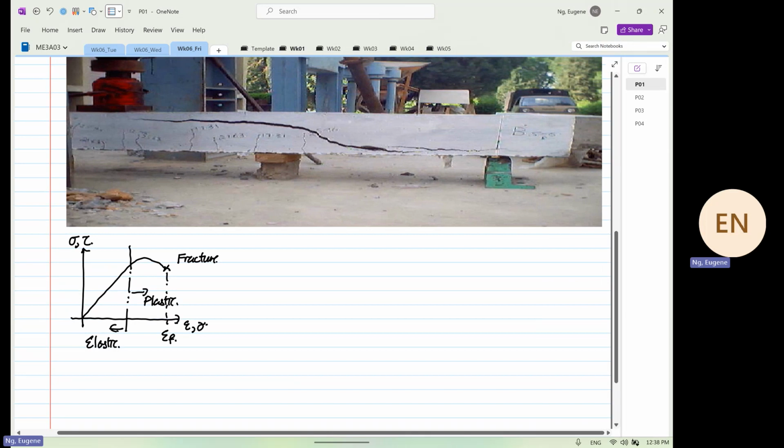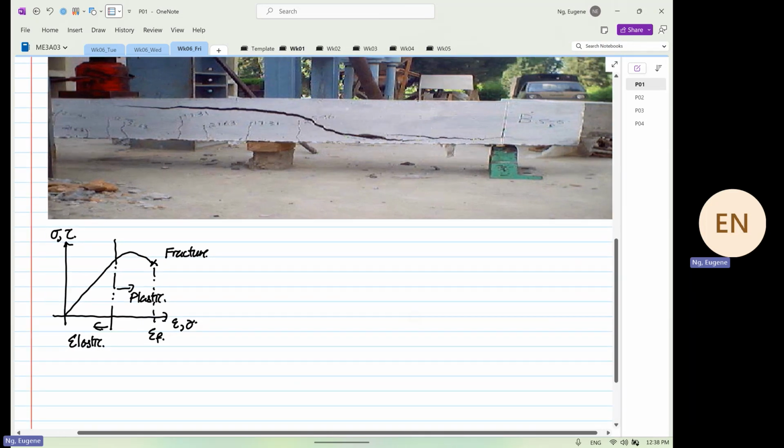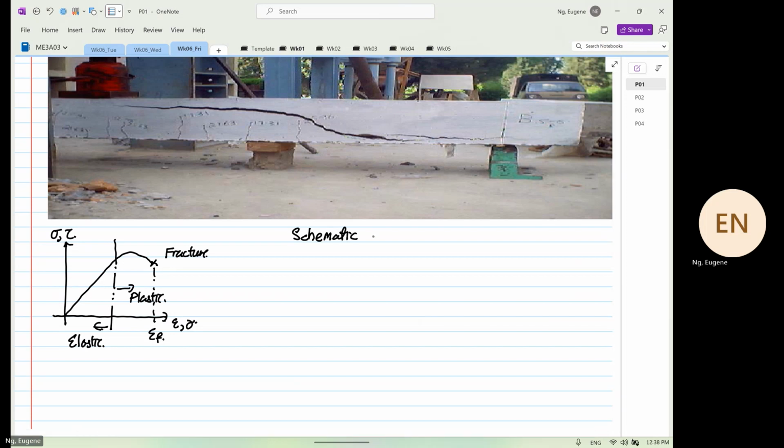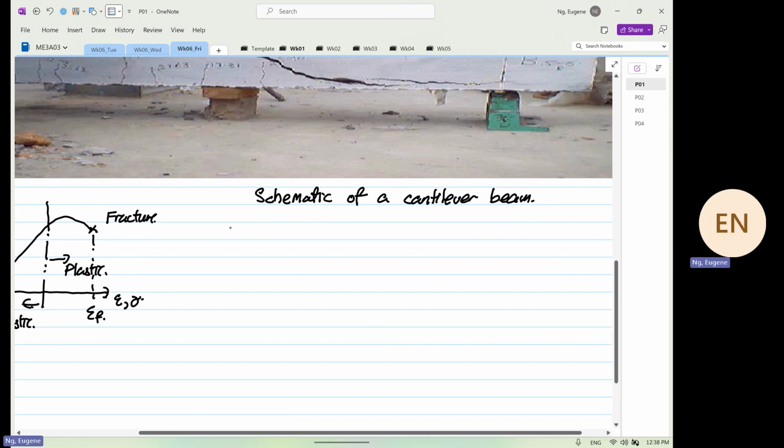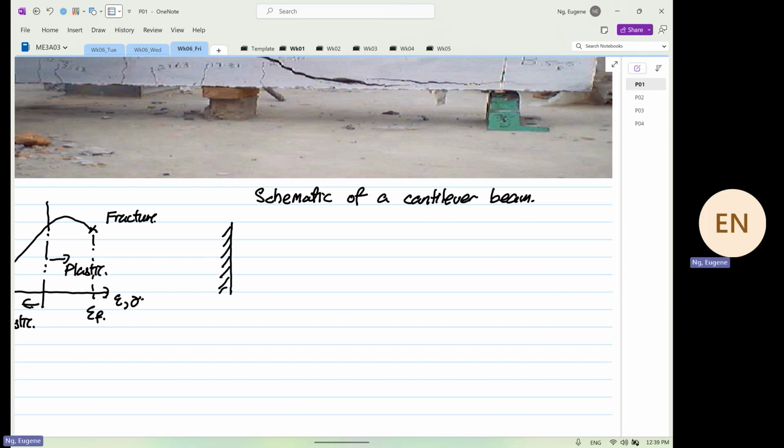Now, let's imagine we are going to do a schematic of a cantilever beam. So now we have a beam, and what we are going to do is put this beam in layers. We are going to have this beam in layers.